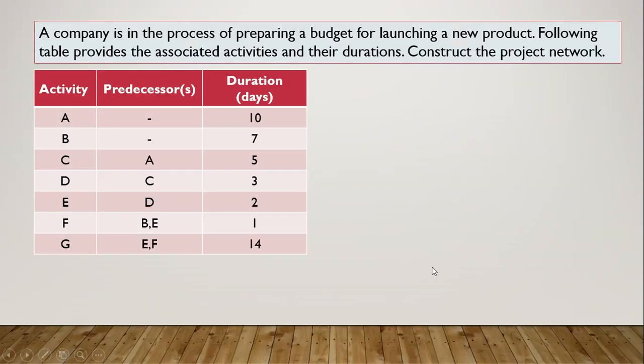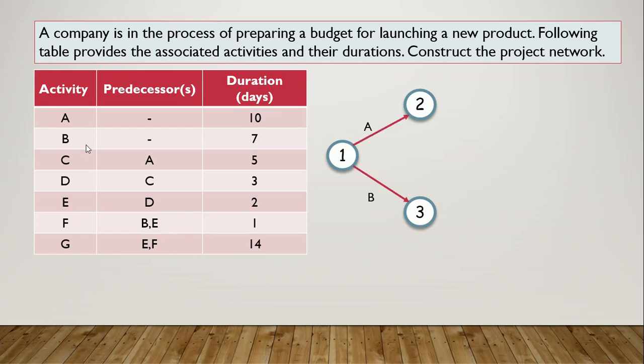Let's again move to that same example. The first column contains activities, then predecessors and durations. We have to create nodes first. Create 1 and 2, because we can start activity A and activity B simultaneously. Name the arcs A and B.